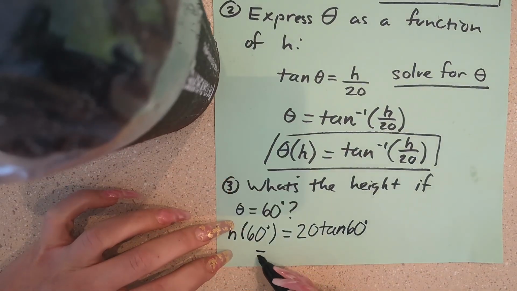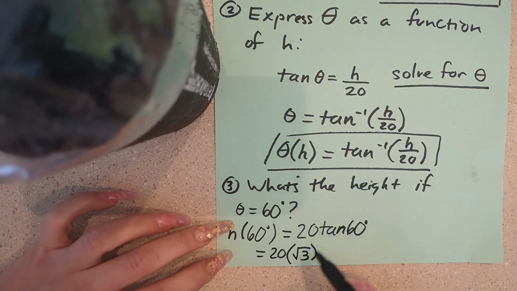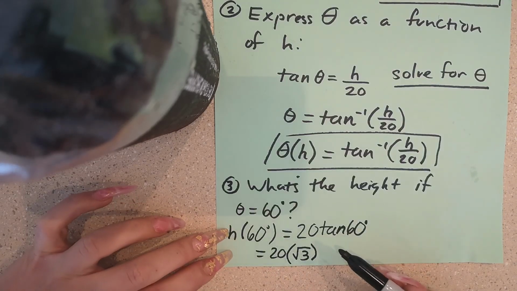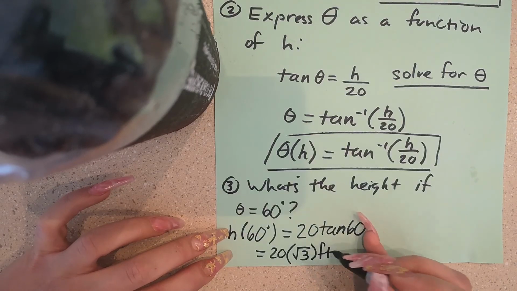Okay, now I know the tangent of 60 degrees is square root of 3. Okay? So the height, when the angle theta is 60 degrees, is just 20 root 3. Now I guess I should put some units. I think this was in feet.